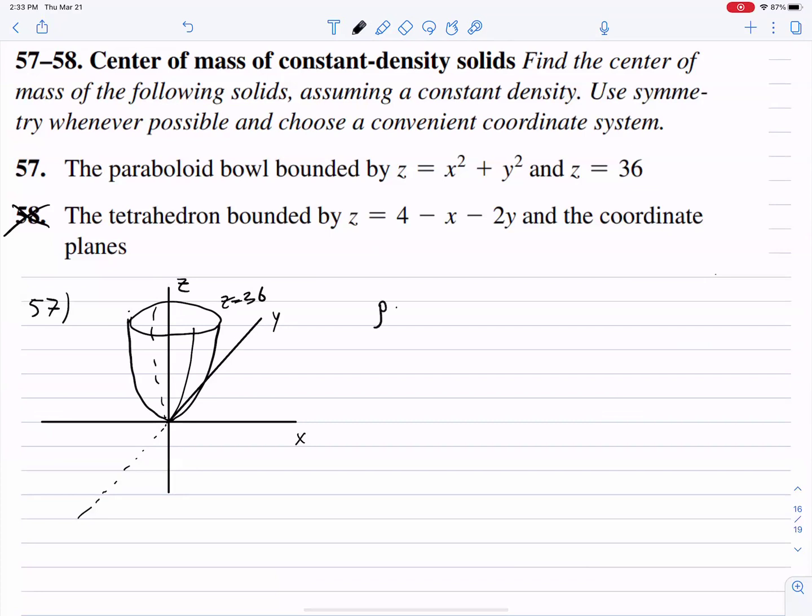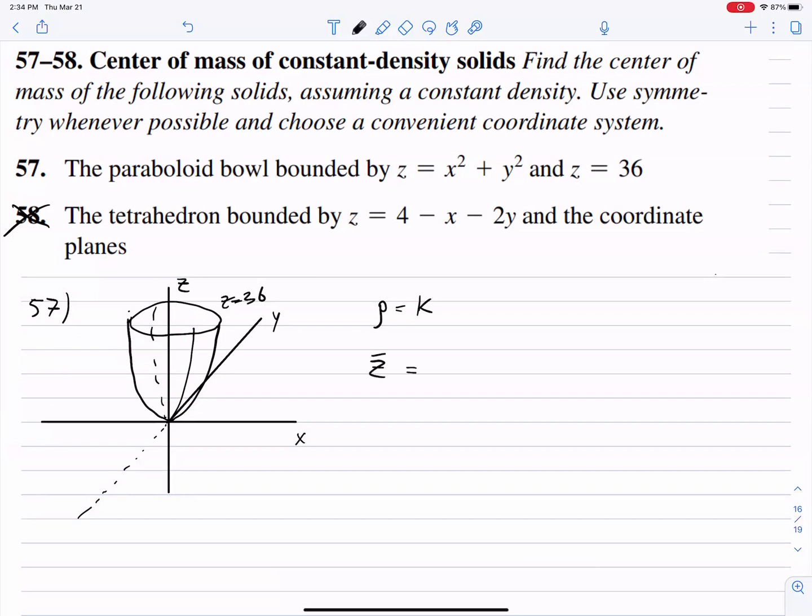So let's just say rho, the constant density, is k. Just call it k. That's constant density. So it's solid, it's filled in. And because it's constant density and the symmetry of this, where do we know the center of mass has to lie? It has to lie on the z-axis, right? So really we just need to compute z bar.